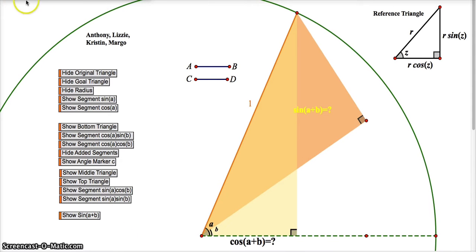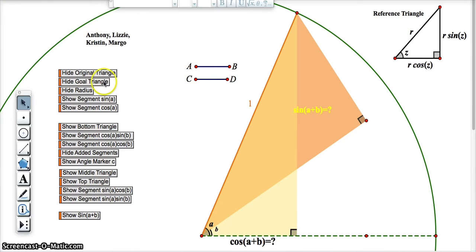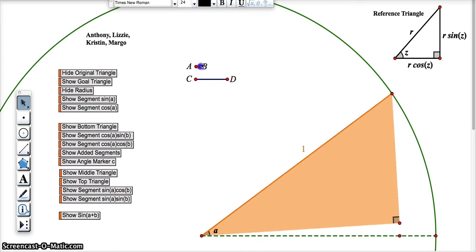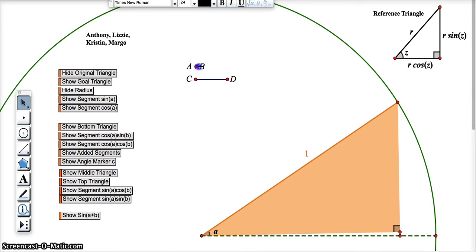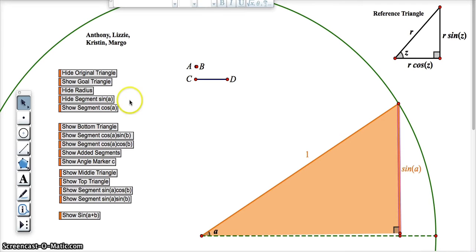To remove some of the clutter, we will hide the gold triangle for now and rotate our original triangle back to the horizontal radius. We begin with a unit circle. We constructed a right triangle with a central angle A. Our hypotenuse of the triangle we denoted as 1. And from our reference triangle, we know that the vertical leg is 1 times sine A, and the horizontal leg is 1 times cosine A.